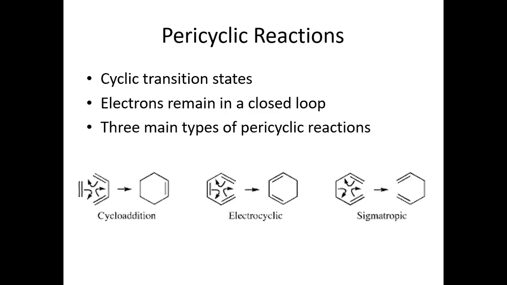But these are the three main types of pericyclic reactions, right? You've got your cycloaddition reactions, you have electrocyclizations, and then you have sigmatropic rearrangements. So let me show you an example of cycloaddition. Let's start there.